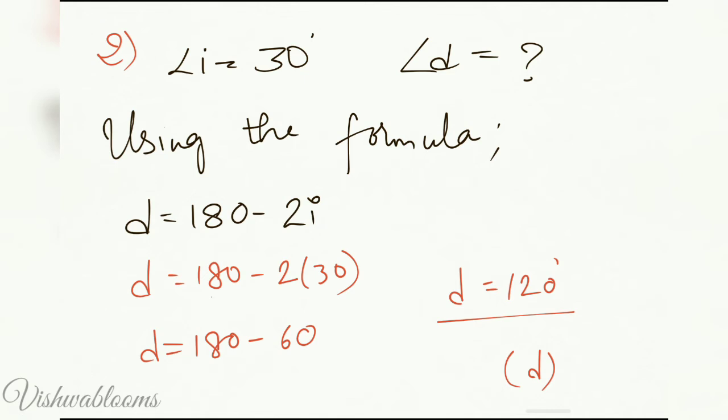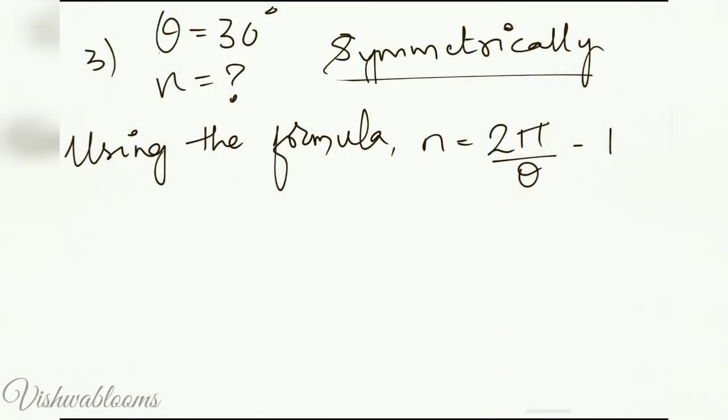Okay, next question, let's see the third one. An object is placed symmetrically between two plane mirrors inclined at an angle of 30 degrees. Then the total number of images formed is... So the object is placed symmetrically, and the angle inclined is nothing but theta, right? So theta is 30 degrees, and we have to find the number of images. When it is symmetrical, we have to use this formula.